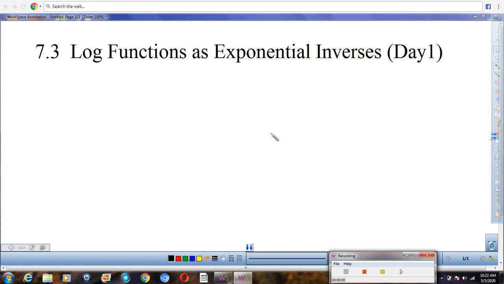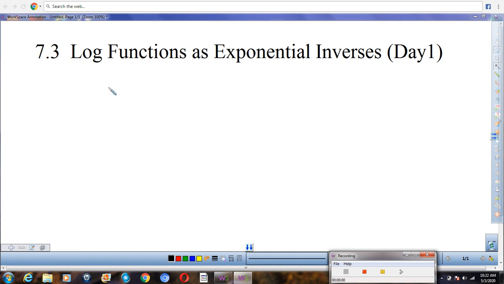Today we're going to start talking about log functions as exponential inverses. We're going to split this over 2 days. We've been talking about exponential functions, and so we're going to take those and change them into log functions. This is a concept that we're going to be using, so we need to get a really good, deep understanding.